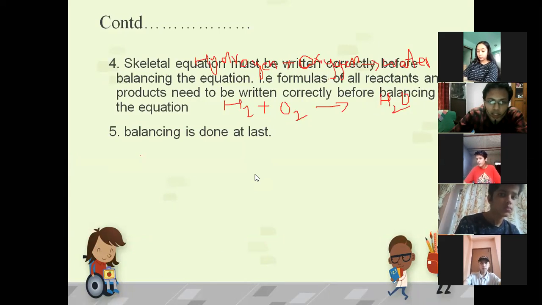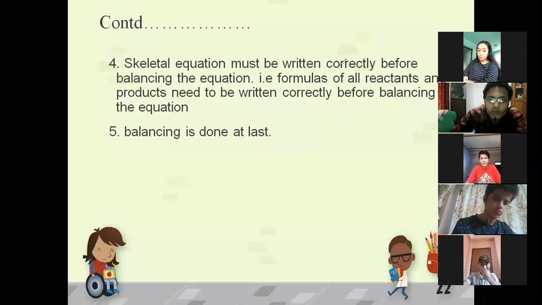Number 5, balancing is done at last, right? We have to do the balancing at last. So I think I should remove all this drawing here. Let's remove. The balancing is done at last.